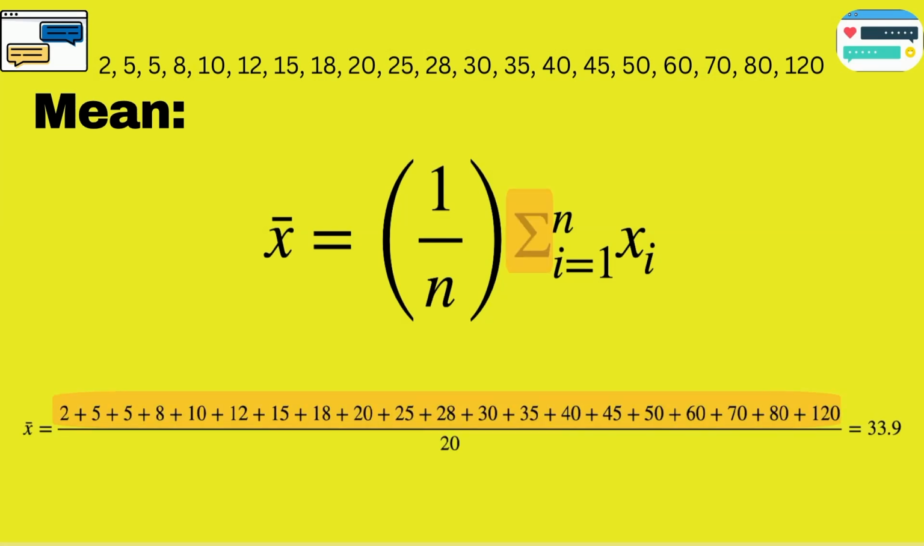We add up all of the values in our data, and then we divide by the number of data points that we have. So in this case, we're going to add our 2 and our 5 and our 5 and our 8 and all the way up to 120, and then we'll divide by 20, the number of students in our data sample, and we get a mean of 33.9.